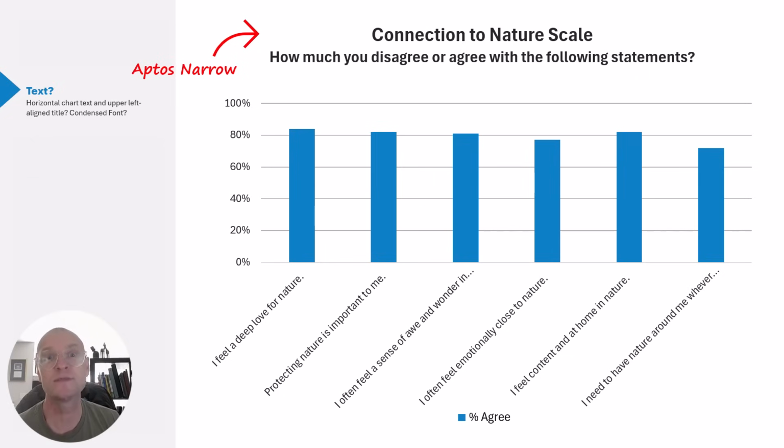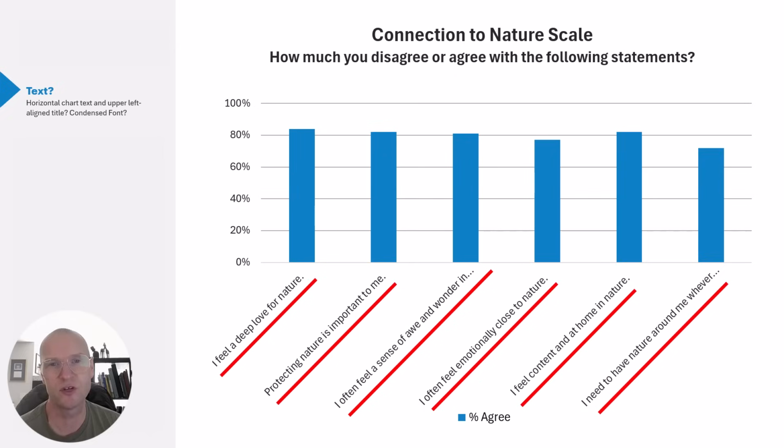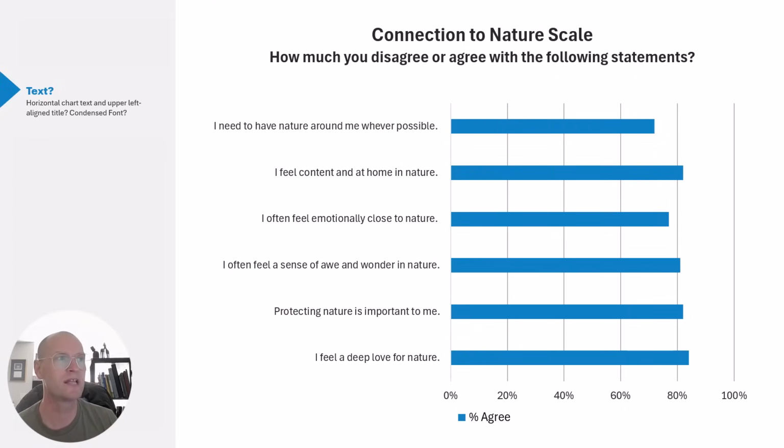But the thing that's more glaring to me is this 45-degree angled text. We don't want the 45-degree angled text. We want it to be horizontal. So in this case, I might actually have to change the chart type from a vertical chart to a horizontal chart. And let's go ahead and do that right now. It looks so much nicer that way.